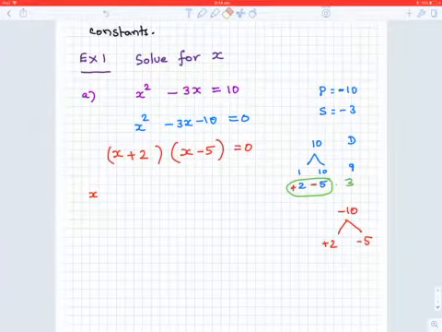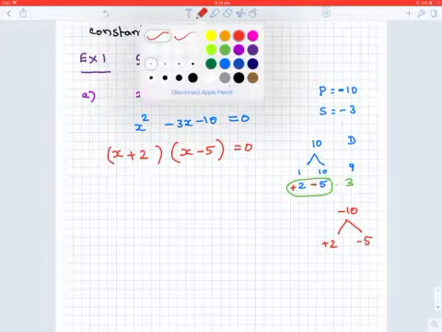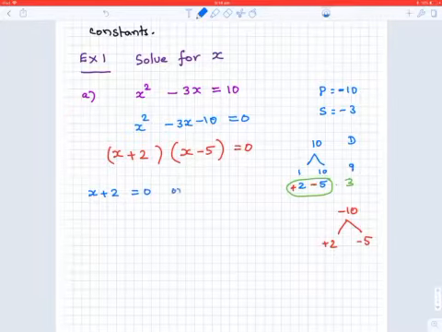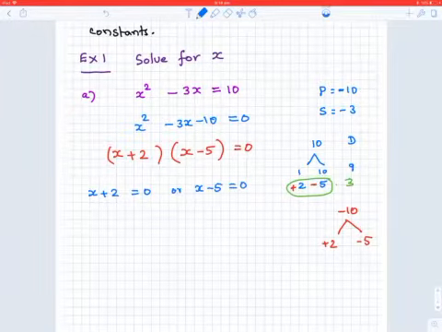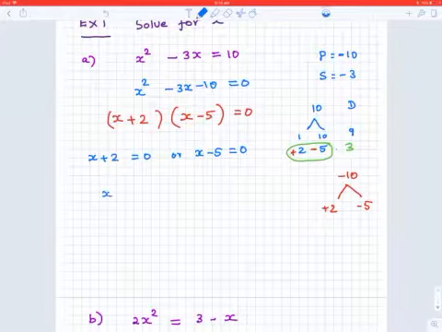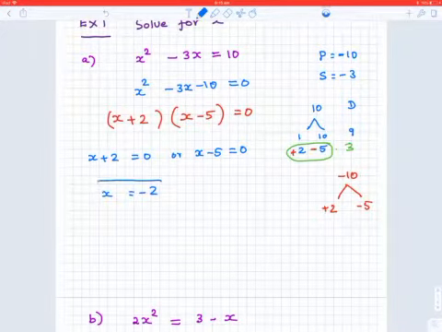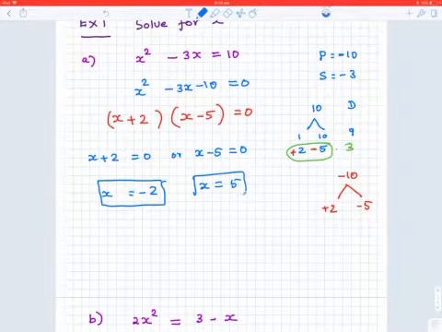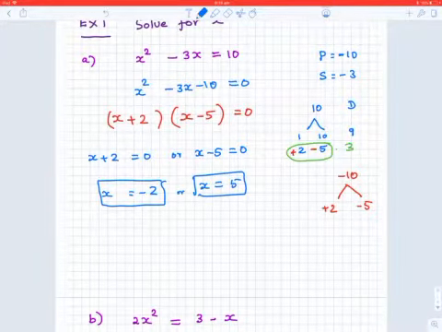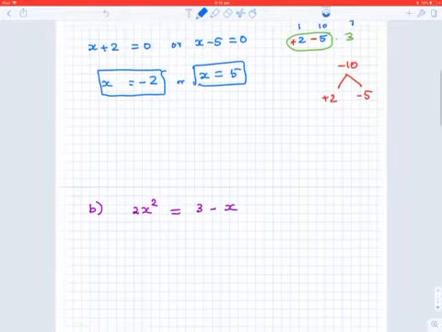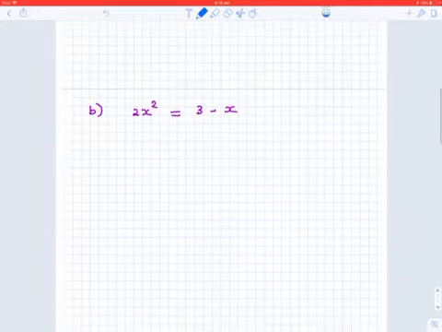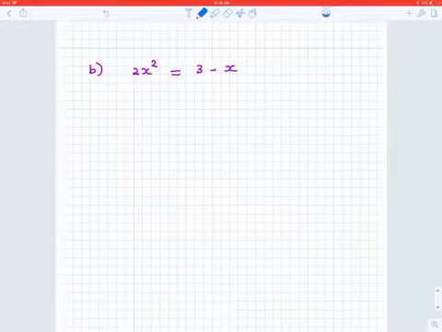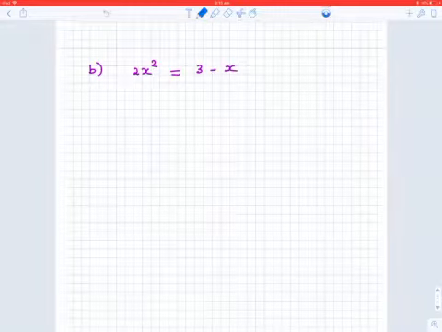Now, a product of two factors being 0 means one of them will be 0. So x plus 2 is 0, or x minus 5 equal to 0. Therefore, this gives you the answer x equal to minus 2 or x equal to 5. Okay, there are two answers like this. Now, we'll do another question, a little harder.